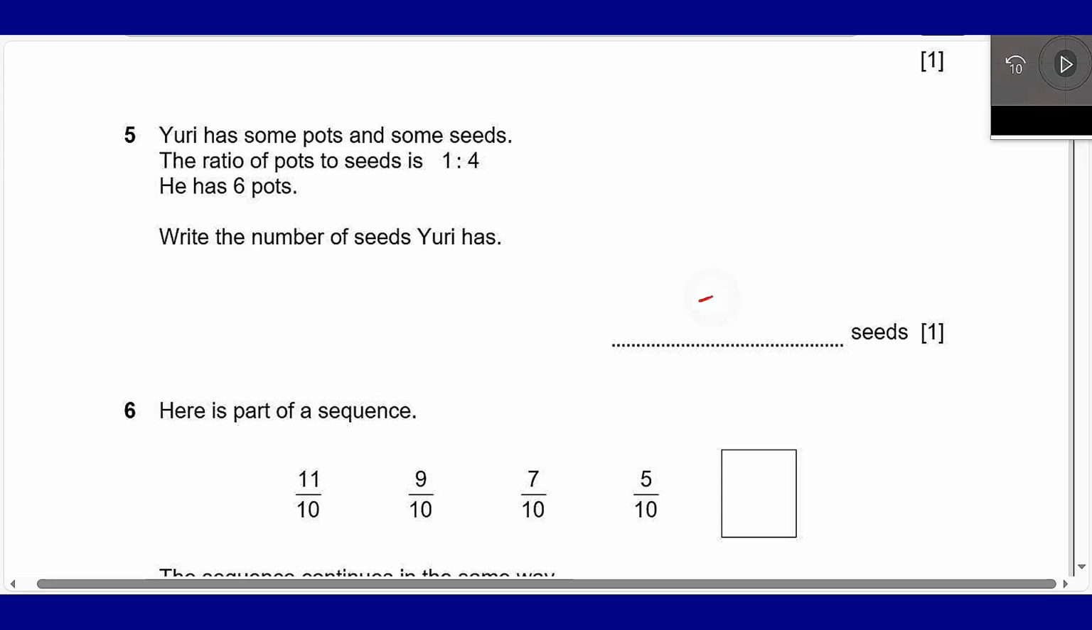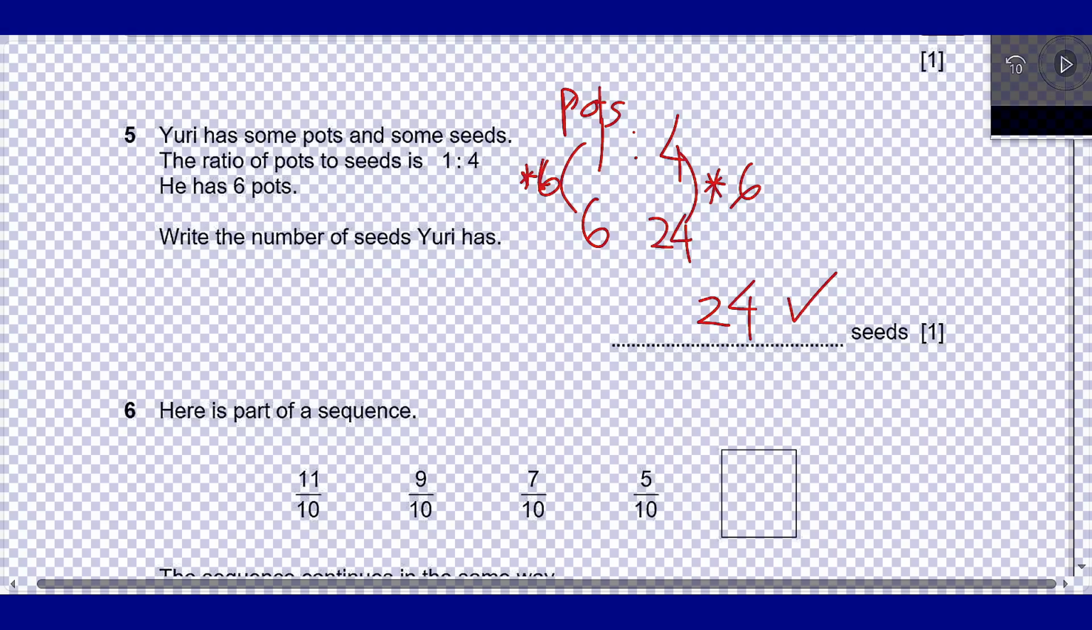Okay guys, the answer is 24. How do we get that? So the ratio is 1 to 4 and he has 6 pots here. This is the pots. So this is 1 times 6. So now we also multiply 4 with 6. 4 times 6 is 24. That's the answer. Let's move on.